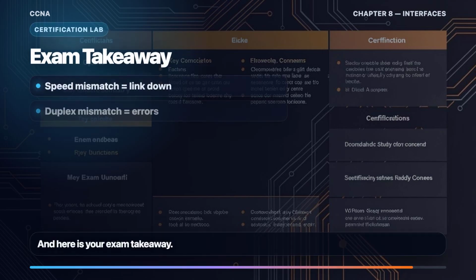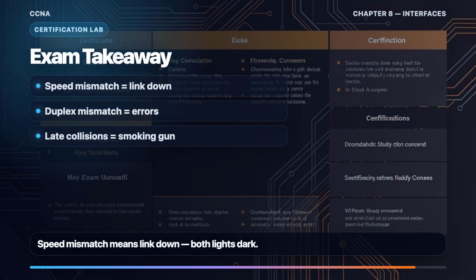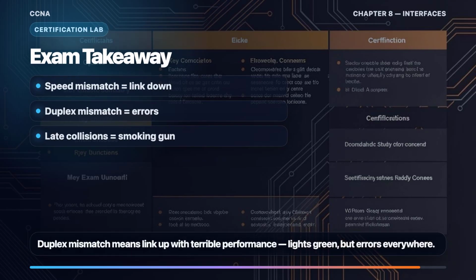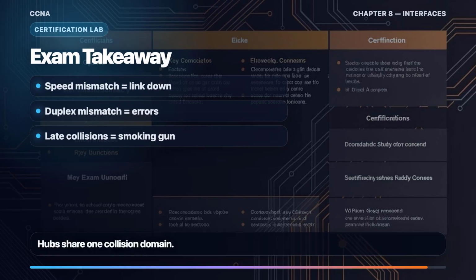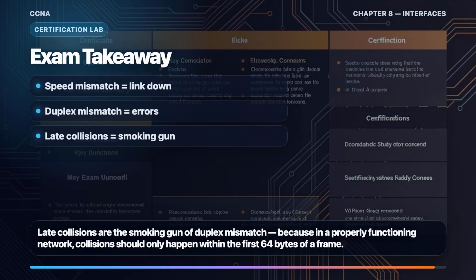And here is your exam takeaway. Speed mismatch means link down, both lights dark. Duplex mismatch means link up with terrible performance. Lights green, but errors everywhere. Hubs share one collision domain. Switches isolate them. Late collisions are the smoking gun of duplex mismatch, because in a properly functioning network, collisions should only happen within the first 64 bytes of a frame.